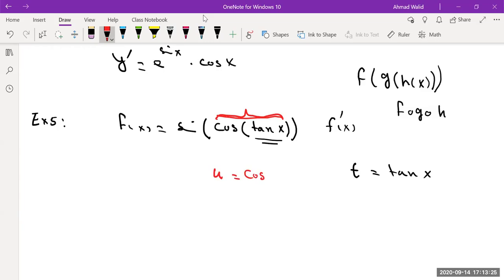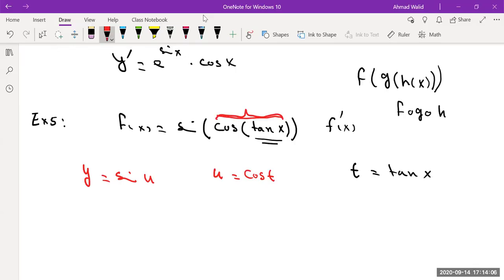Your u will be cosine of tan x, which I can name cosine t, easy, because I named this part t, right? And this function will be y equals what? Sine of u. Sine of u, u is cosine t, and t is tan x. You see, I break it into 3 functions.